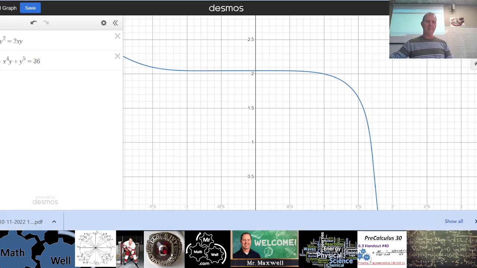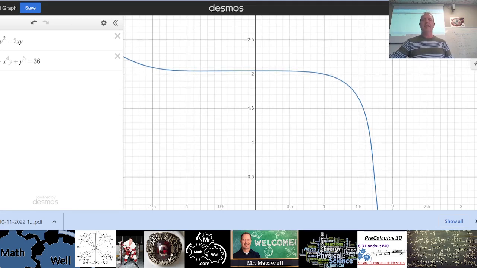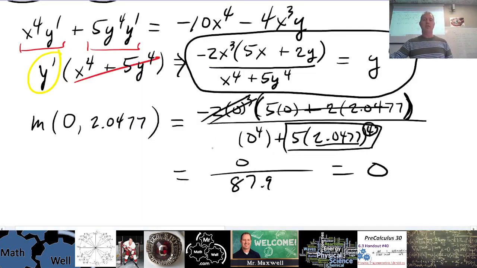Okay? If I plugged in this point right here, 1.5 and whatever this value is, that Desmos is not letting me find right now, then I'd plug that in, x value in for the x value, y value in for the y, and I would get a value for the slope. Okay? But it's 0. The slope here at this point is 0.